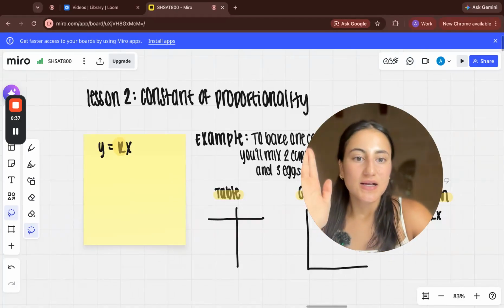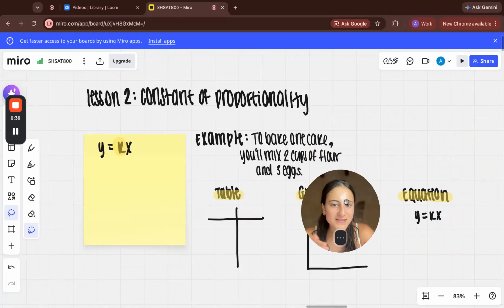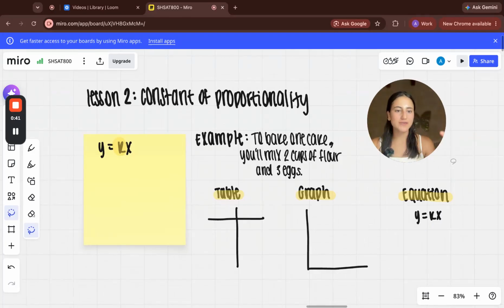So I'm going to just minimize my screen here so you can see what we're working through. The first example I'm going to use is baking a cake. Let's say you find a recipe and it says that in order to bake this cake, for every 2 cups of flour, you're going to need 3 eggs.